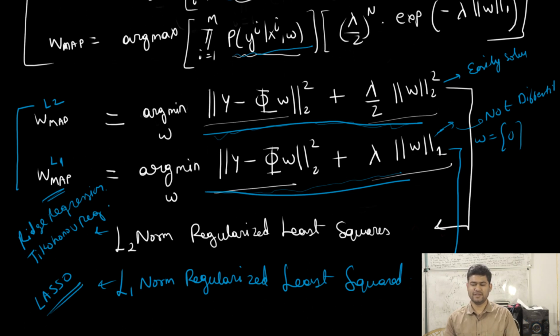So we can use gradient descent, we can use sub-gradient descent, we can also use normal equations, and we can also use one of the algorithms known as IST, or iterative soft thresholding algorithm. So now let's begin with minimizing the L1 norm regularized least squares and the L2 norm regularized least squares.